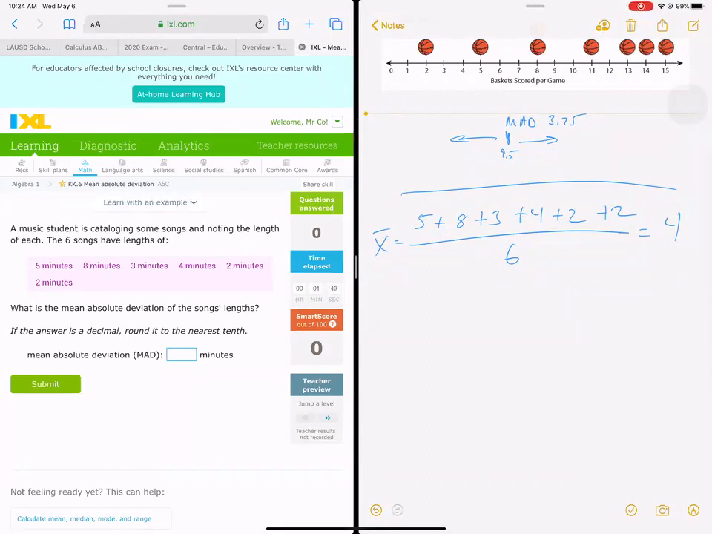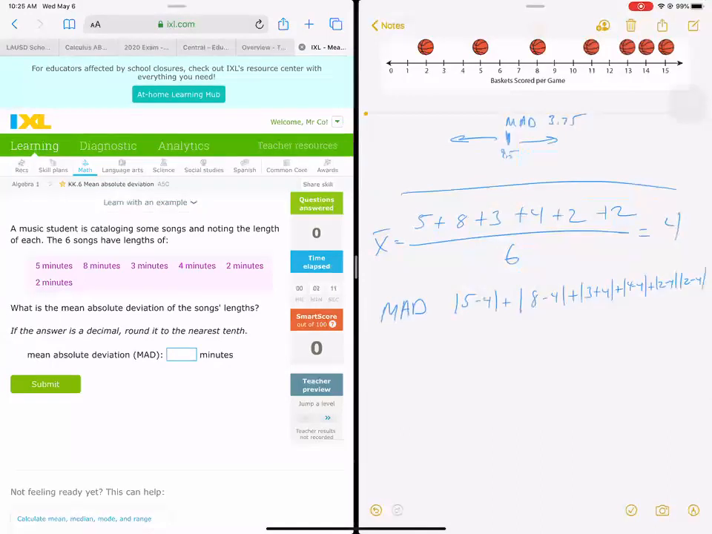And then our second step is get MAD. And that means we have to find the absolute deviation. How far is 5 away from 4? How far is 8 away from 4? How far is 3 away from 4? How far is 4 away from 4? How far is 2 away from 4? How far is 2 away from 4?